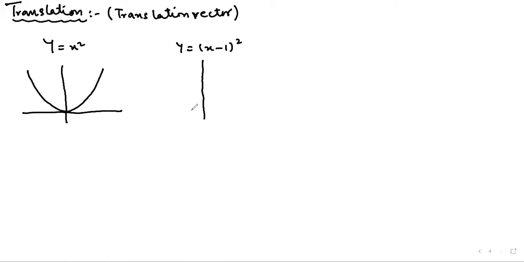How many x intercepts are there? And what is the value of that x intercept? 1. Yes, 1. This one is 1. Its y intercept is 1.